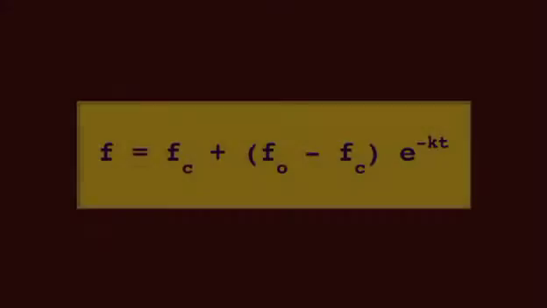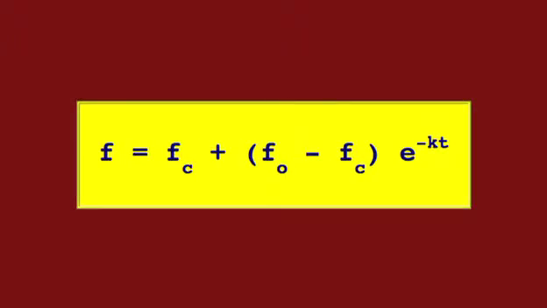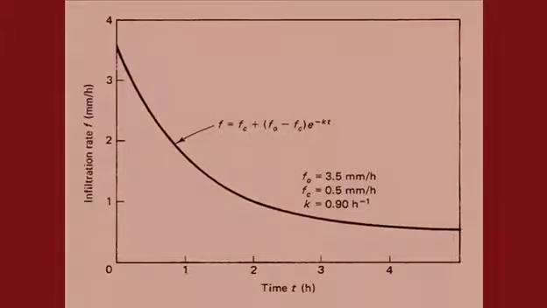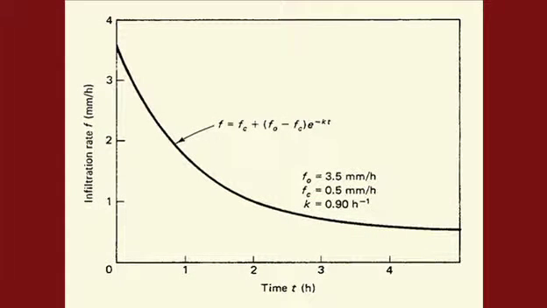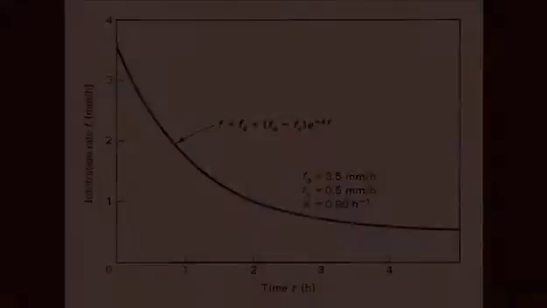Infiltration rates have a tendency to decrease with time. This fact led Horton to develop his decay formula for infiltration. This equation has 3 parameters: initial rate F sub O, final rate F sub C, and decay constant K. With a knowledge of the final rate F sub C, 2 sets of measurements can be solved simultaneously to give the initial rate F sub O and the decay constant K.